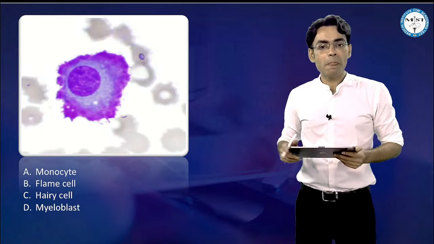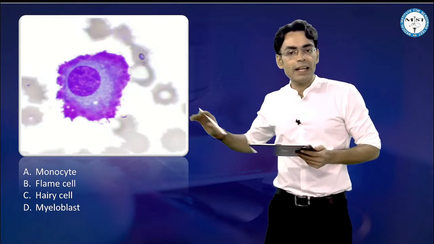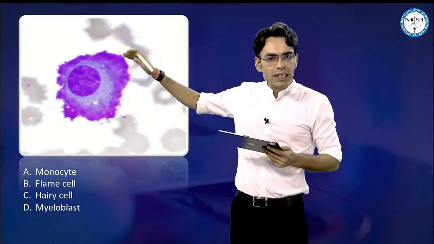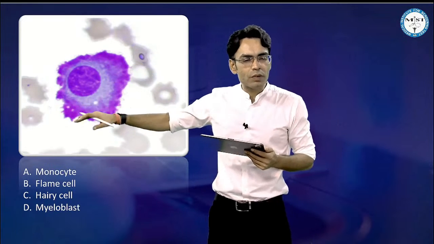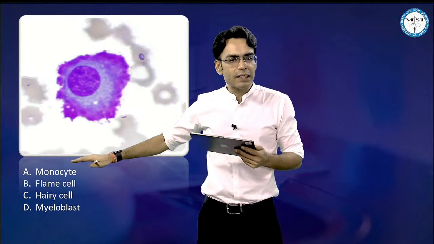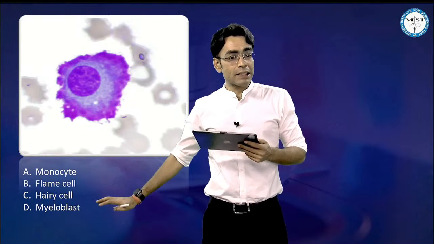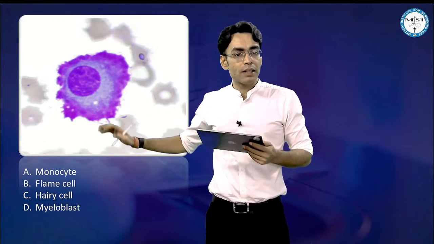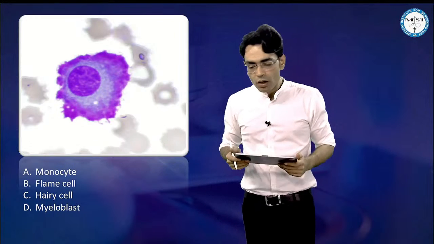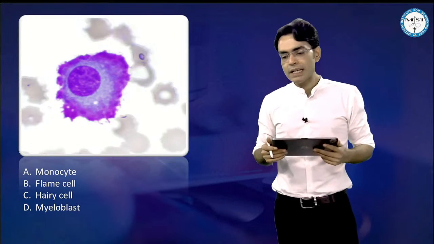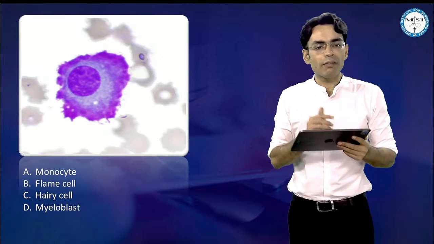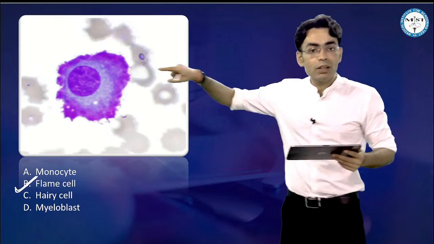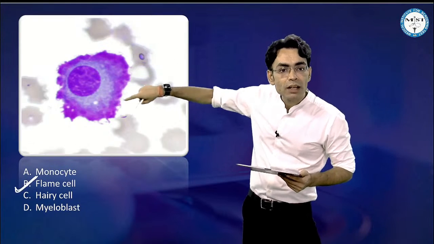Then this cell, what is this cell? Again, the nucleus is going on one side, and we are seeing some kind of deposits going out like this. Is it a monocyte? No. Is it a myeloblast? No, myeloblast will again have a big nucleus, so do not get confused over it. Is it a flame cell or a hairy cell? Yeah, you are right. It's a flame cell. You see the deposition making it look like a flame.